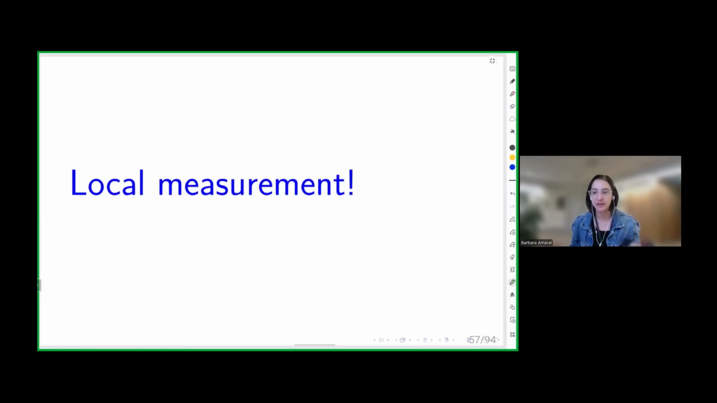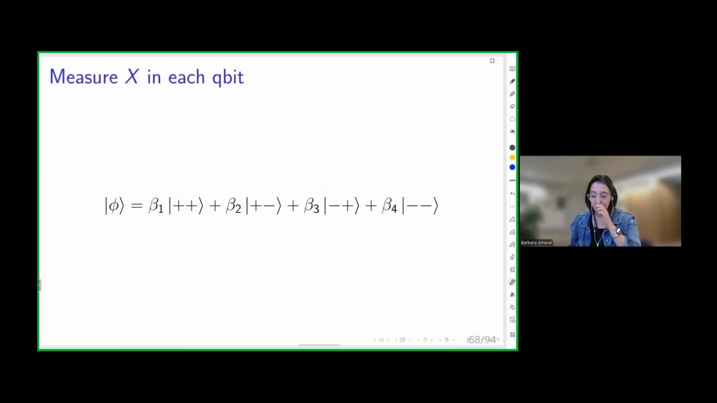Again, this is a local measurement. I'm applying X individually to each qubit. To compute the probabilities, I have to write the state in the basis corresponding to that measurement. Okay. Another option is to compute the projectors for each outcome and use that equation that we saw in the first lecture to compute the probabilities and also the final state, but it is equivalent.